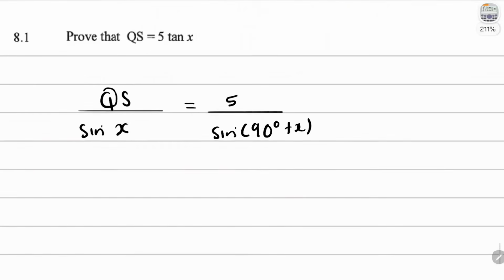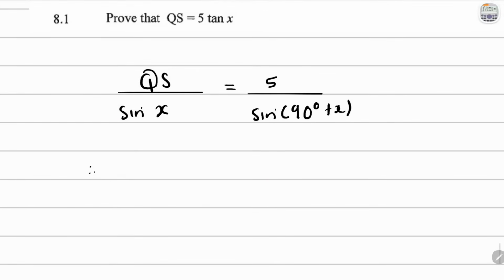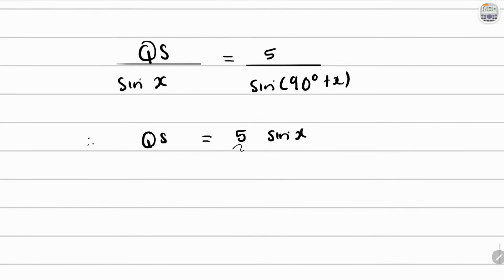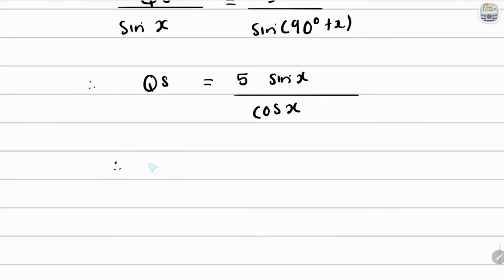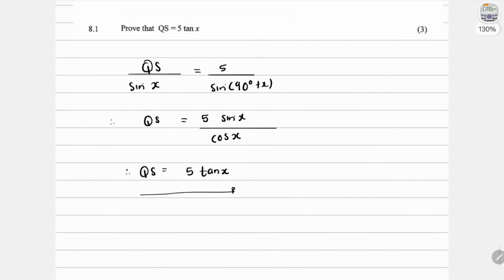And all we have to do here is make QS the subject of our equation. So QS would be equal to, you could multiply both sides by sine x to get that over there. So we're really just transposing it. And so that is going to be 5 sine x, because when it multiplies, it ends up in the numerator. So this is equal to 5 sine x all over sine of 90 degrees plus x. That's a cofunction, so it simplifies to cos x. And there, that's where the tan comes from. So QS is simply equal to 5 tan x because of sine x over cos x. And that is our answer.